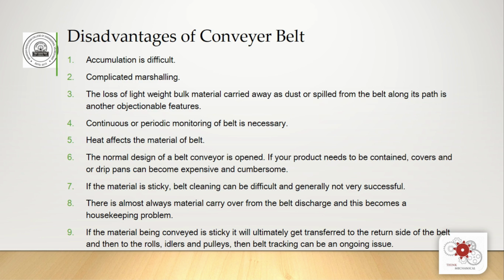Then if the material being conveyed is sticky, it will ultimately get transferred to the return side of the belt and then to the rollers and idlers. So not only the belt but also the rollers will get affected by the sticky material, because the top side of the belt on the top run will go to the downside and stick to the return rollers. So the rollers will again get affected and that will cause a problem in maintenance. So that is a disadvantage of the belt conveyor.